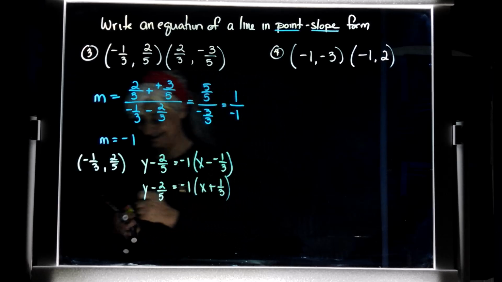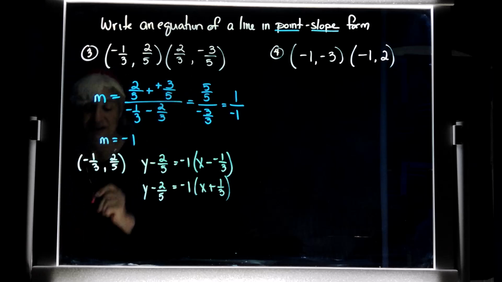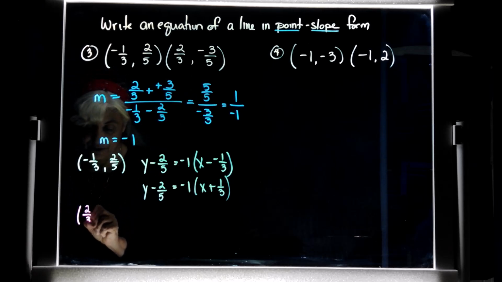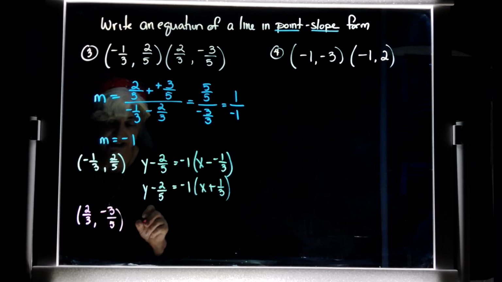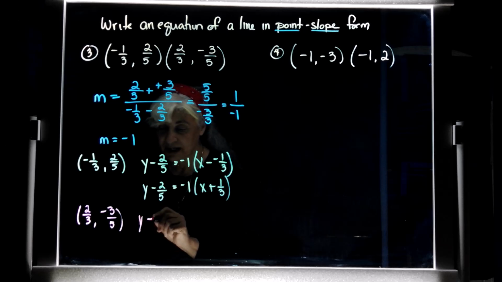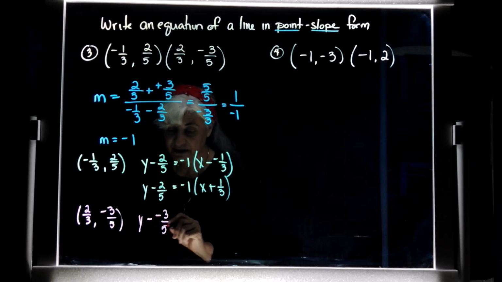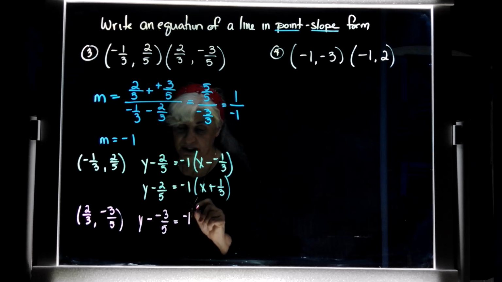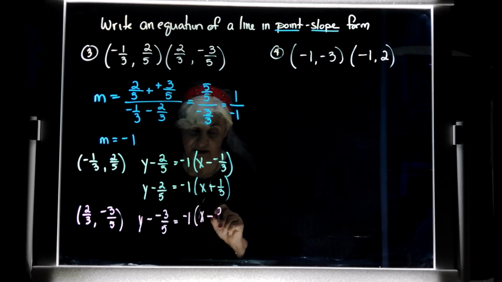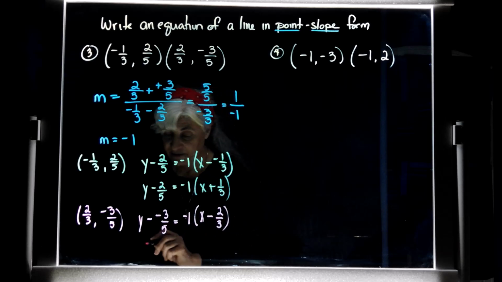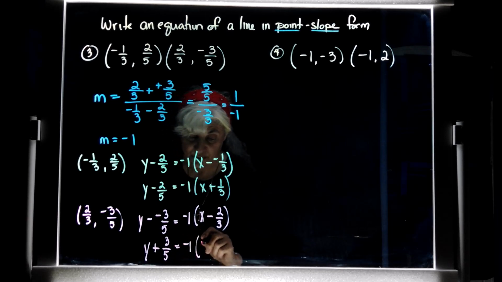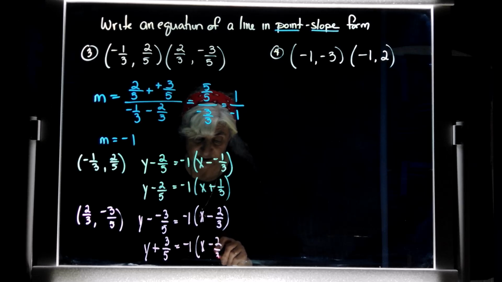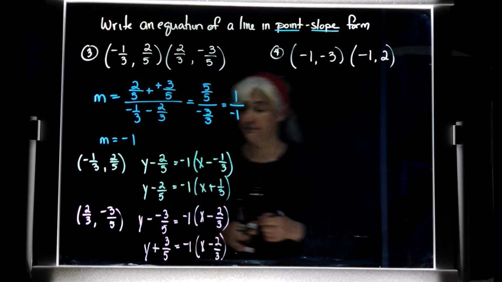Good? Okay. How about if we use the other point? So for those of you who use the second point instead, tell me what it looked like. Y minus a negative 3 over 5 equals the slope, and in parentheses, x minus 2 over 3. If I simplify the left side, that becomes y plus 3/5 equals negative 1 times the parentheses, x minus 2 over 3. Good, very good.